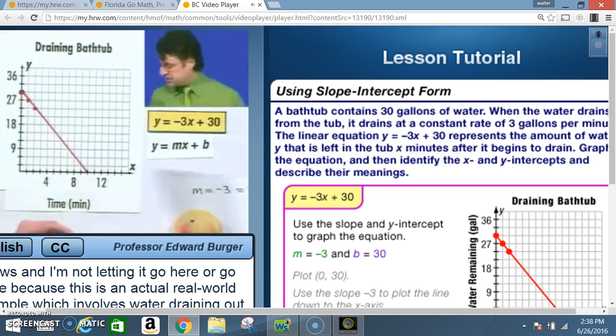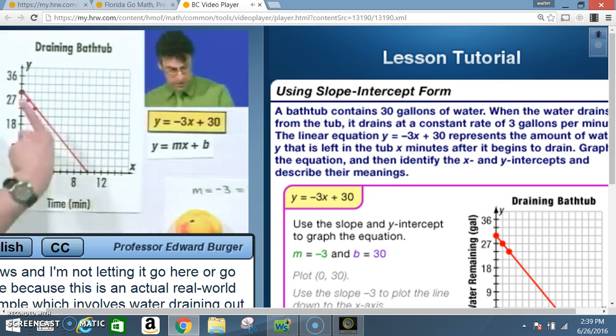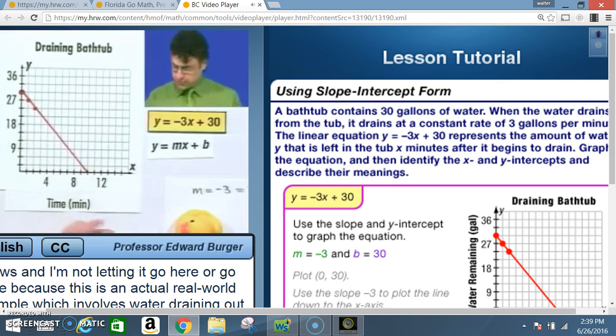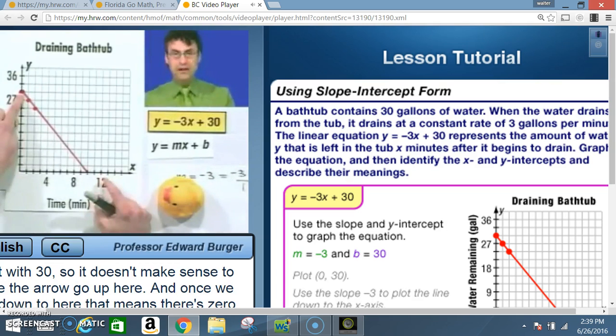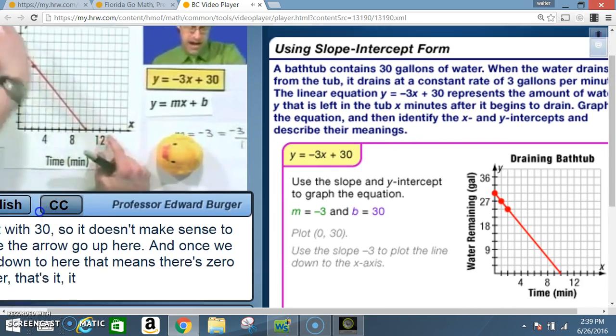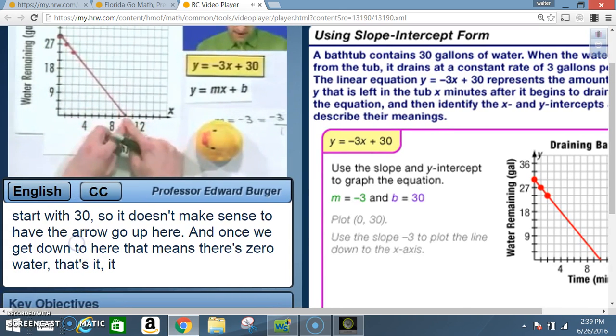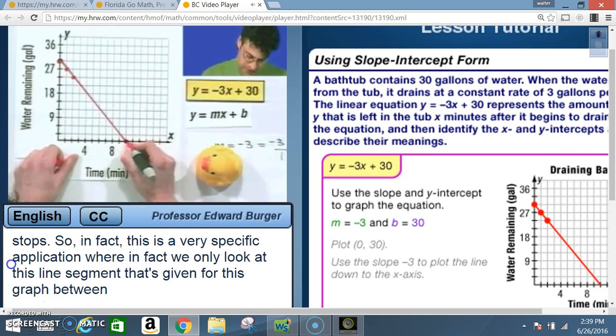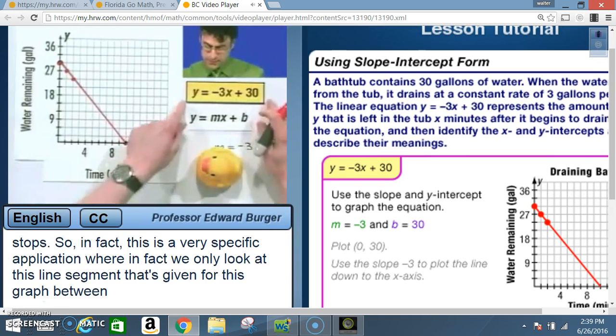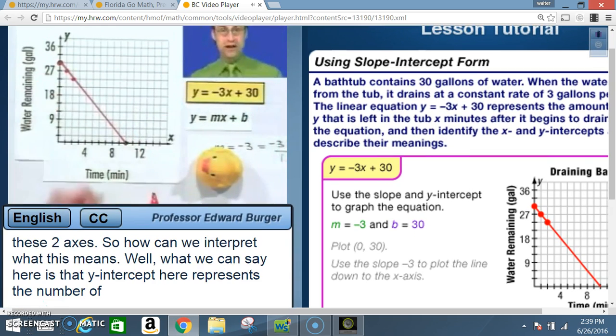You'll notice that I'm actually not going to continue the line beyond the axes. Notice I'm not putting arrows, and I'm not letting it go here or go there, because this is an actual real-world example which involves water draining out. And so we start with 30. So it doesn't make sense to have the arrow go up here. And once we get down to here, that means there's 0 water. That's it. It stops. So in fact, this is a very specific application where we only look at this line segment that's given for this graph between these 2 axes.